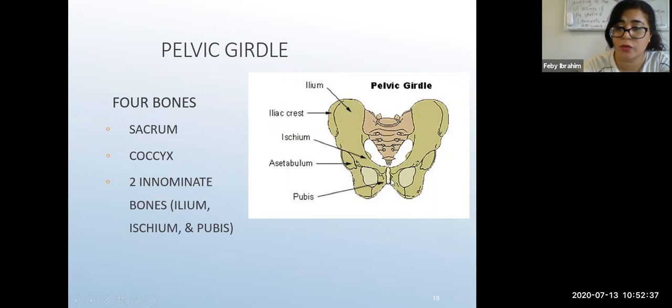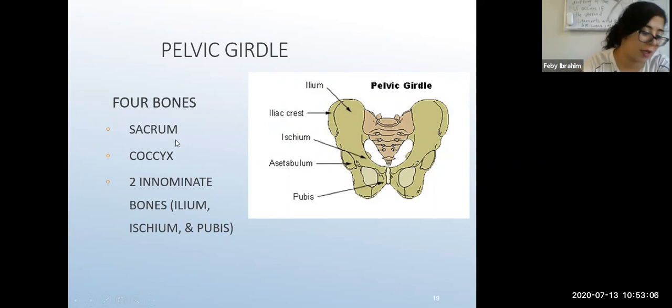You see these two pubic bones, one here and one there, and between them there is a cartilage called the pubic symphysis. And we place the transducer on the pubic symphysis area when we perform the transabdominal pelvic exam. You place the transducer on the pubic symphysis. So this is for the four bones.